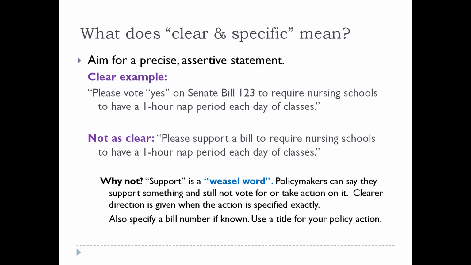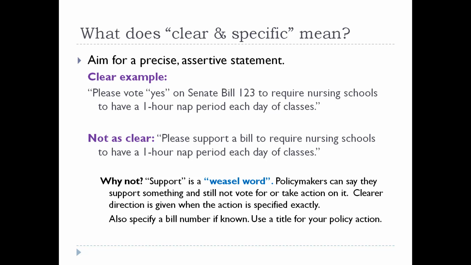In your paper, try to aim for a precise, assertive statement. So here's a clear example. Please vote yes on Senate Bill 123 to require nursing schools to have a 1-hour nap period each day of classes. It's clear the policymaker knows that you want them to vote on a specific bill and you want them to vote yes. It's not as clear if you say, please support a bill to require nursing schools to have a 1-hour nap period each day of classes.